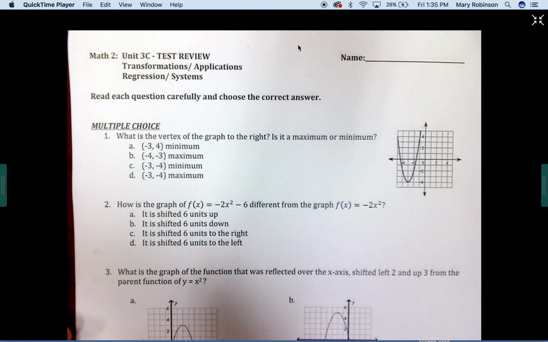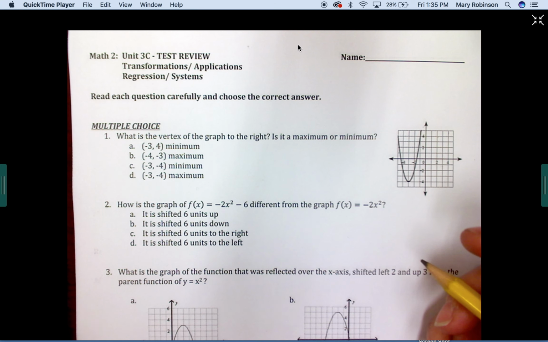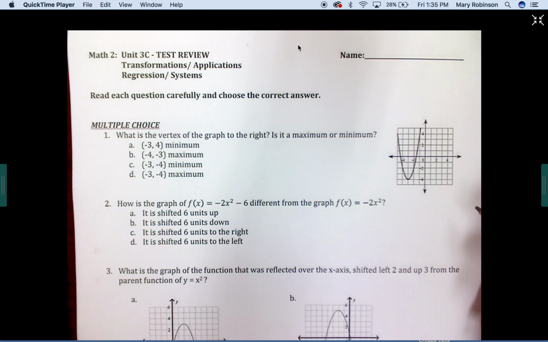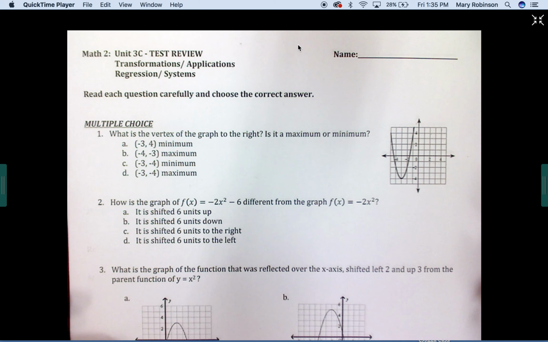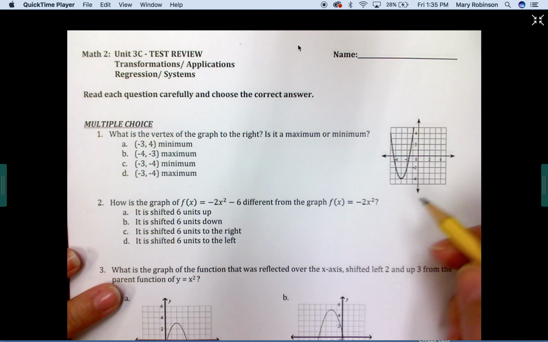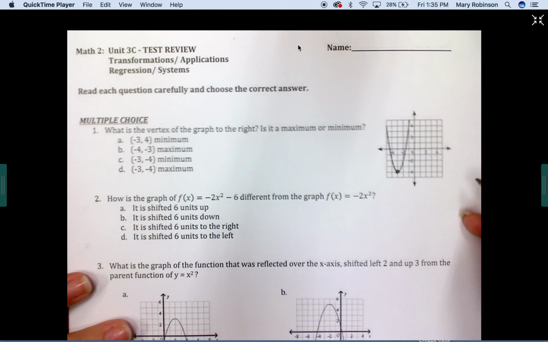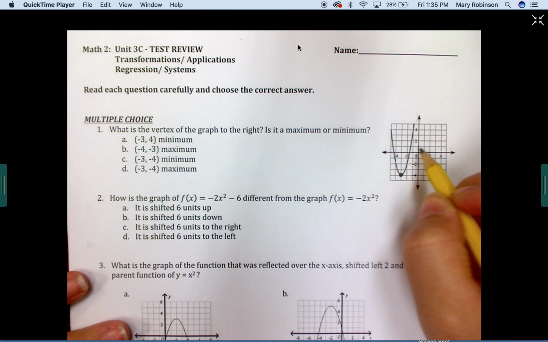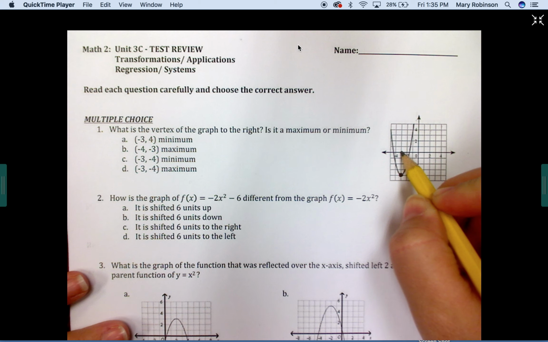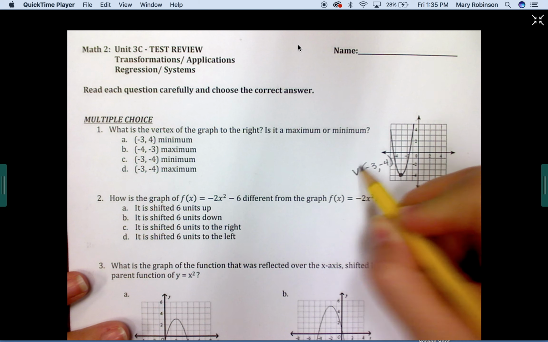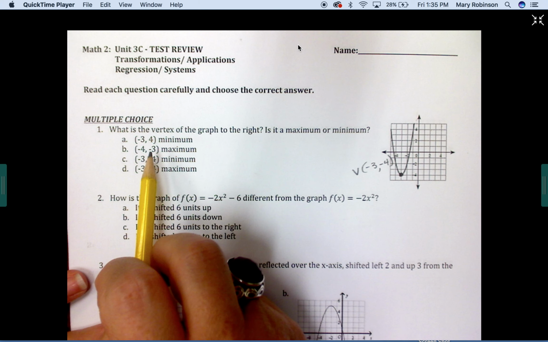We'll be going over the Unit 3C test review, and this first video will be on 1 through 19, the multiple choice questions. Number 1, you're asked, what is the vertex of the graph to the right? The vertex is your bottommost or topmost point on your parabola. So if we go left 1, 2, 3, we then go down 1, 2, 3, 4. So our vertex is -3, -4.